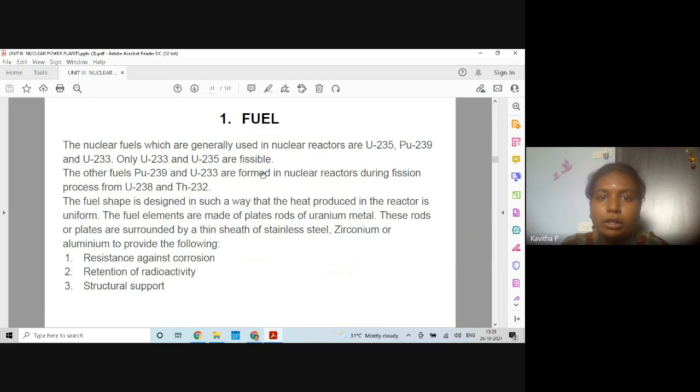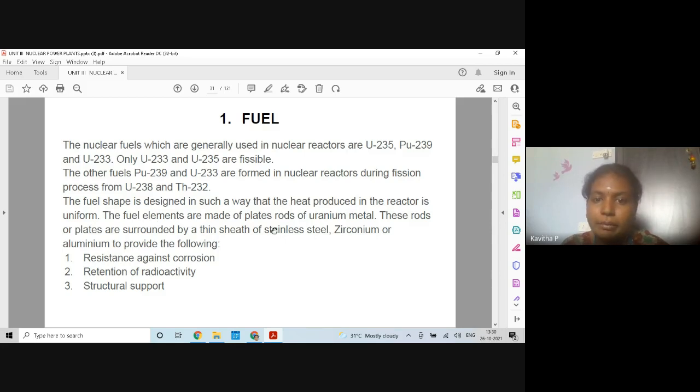The first important component in the nuclear reactor is the fuel. Usually the fuels used are uranium-235, plutonium-239 and uranium-233. These are all fissile components, so they go through the nuclear fission process very easily. Fission occurs when a neutron hits a heavy nucleus and it splits into 2 light nuclei. It also produces 3 neutrons, and those neutrons will again go through a fission process.